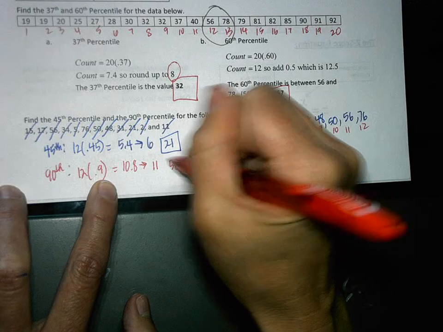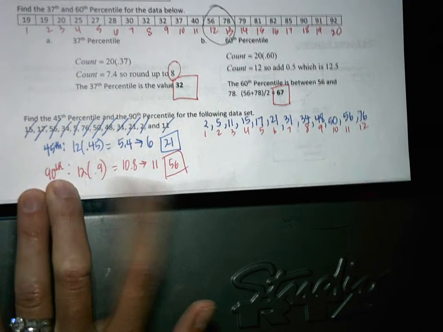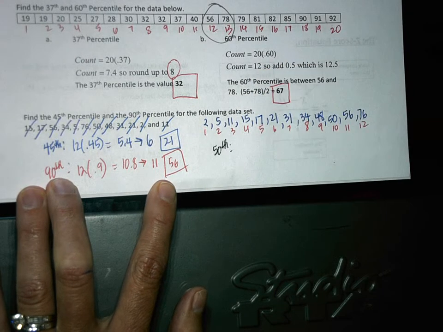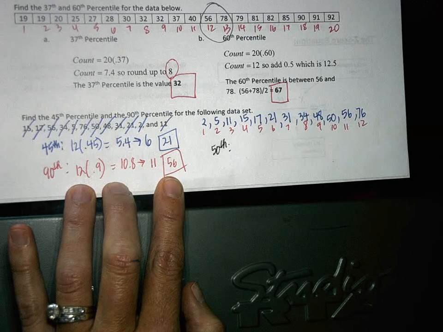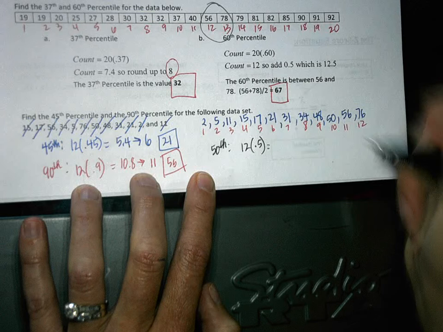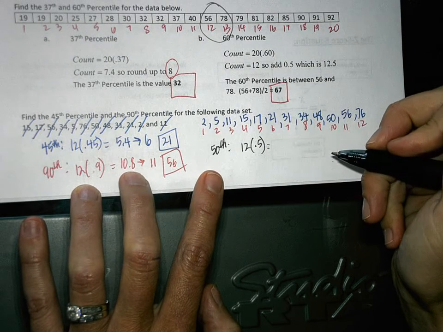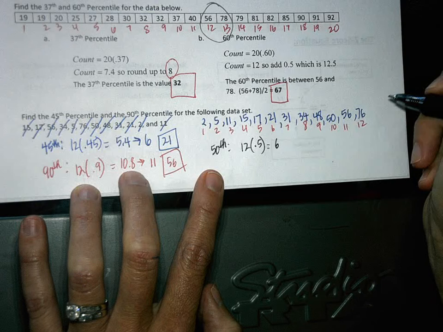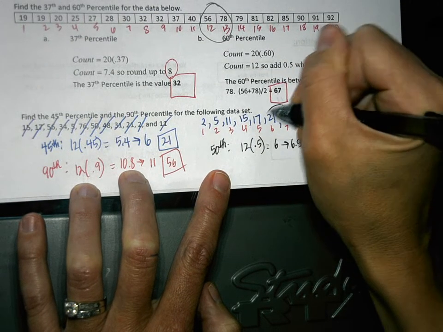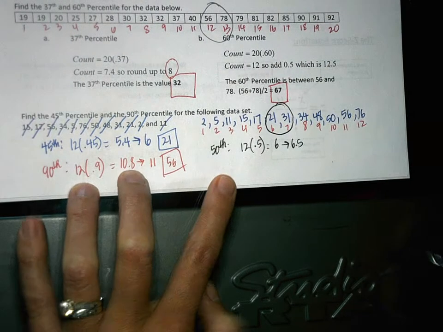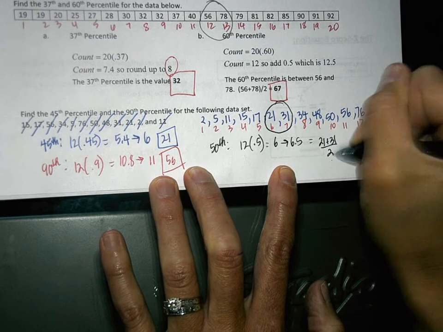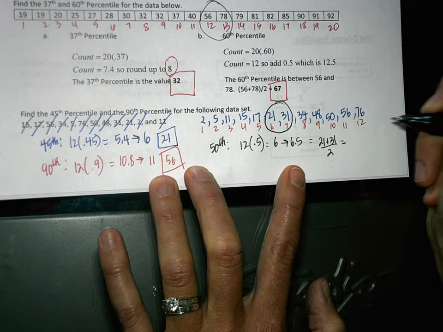I'm going to add one more to this, and let's find the 50th percentile. So if you wanted to be in the 50th percentile, where would you need a score on this? And so you would take 12 times 0.5, which is what? 6. Because it's 6, that means we're going to take the average. We're going to go to 6.5, and so we're going to take the average of those two numbers. And so we would take 21 plus 31 divided by 2, which ends up being what? 26.